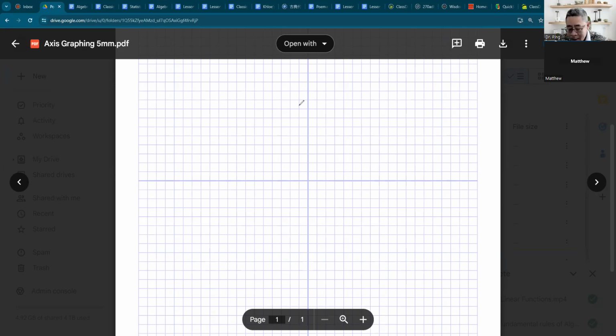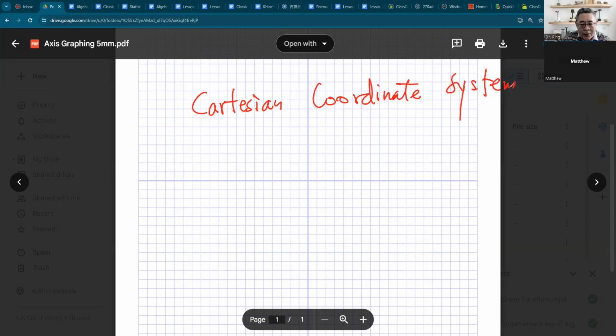Well, the XY coordinate system is also called the Cartesian coordinate system in the old days. It was invented by a French mathematician and philosopher, René Descartes.